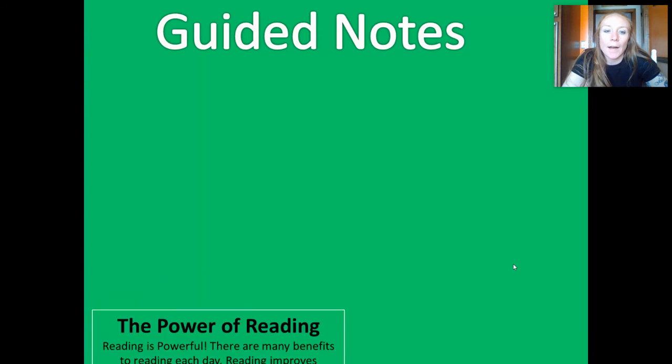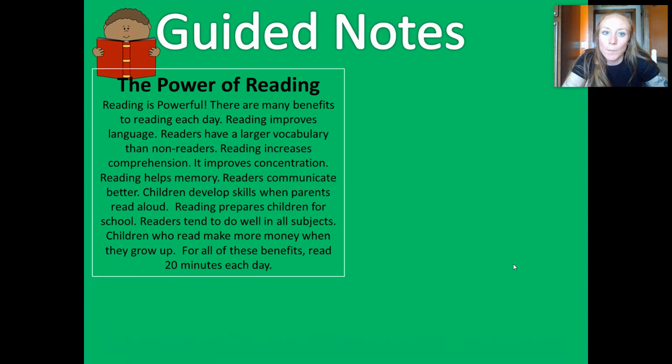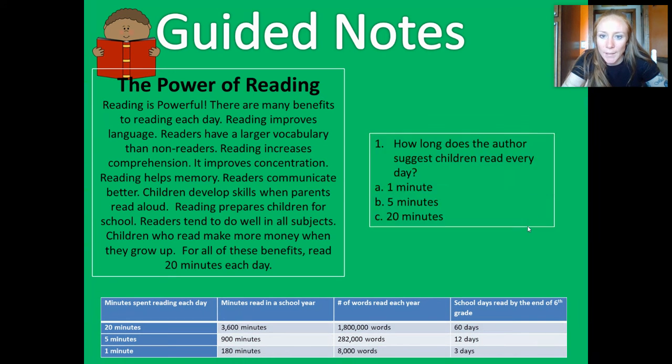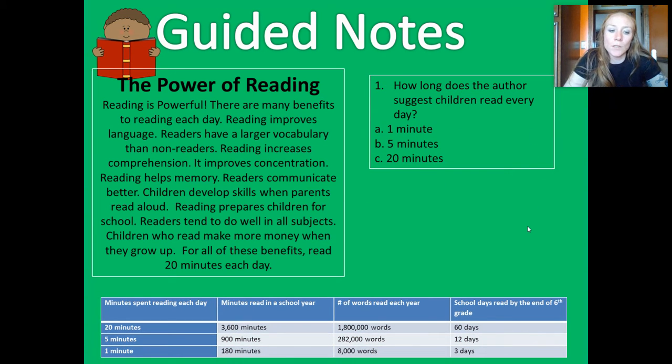Here's our first slide. Our first slide is going to be our guided notes, and the story today is called The Power of Reading. Now, before I read for our first read, I want you to look at the bottom of your screen and notice how there is a graphic feature. The graphic feature in this slide is actually a table or a chart, and this table shows minutes spent reading each year. And I want you to focus on that chart and be listening as I read to you our first time.